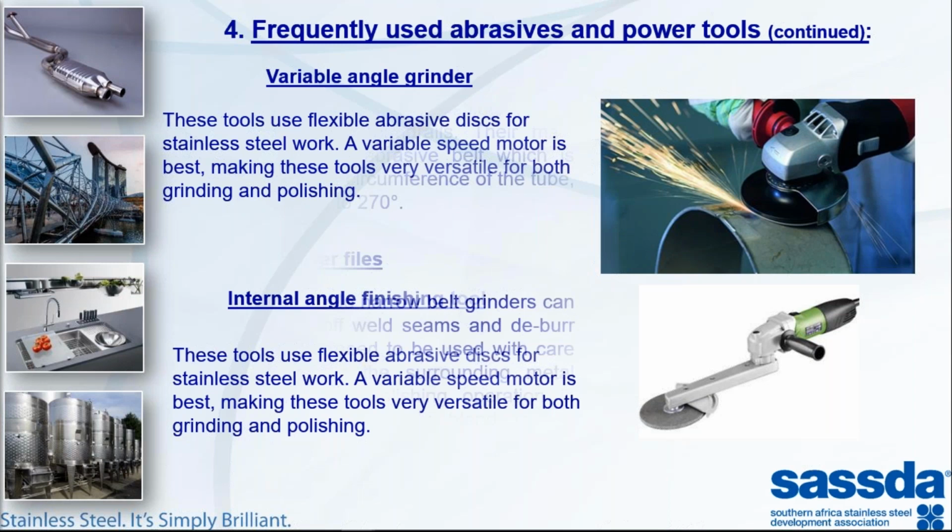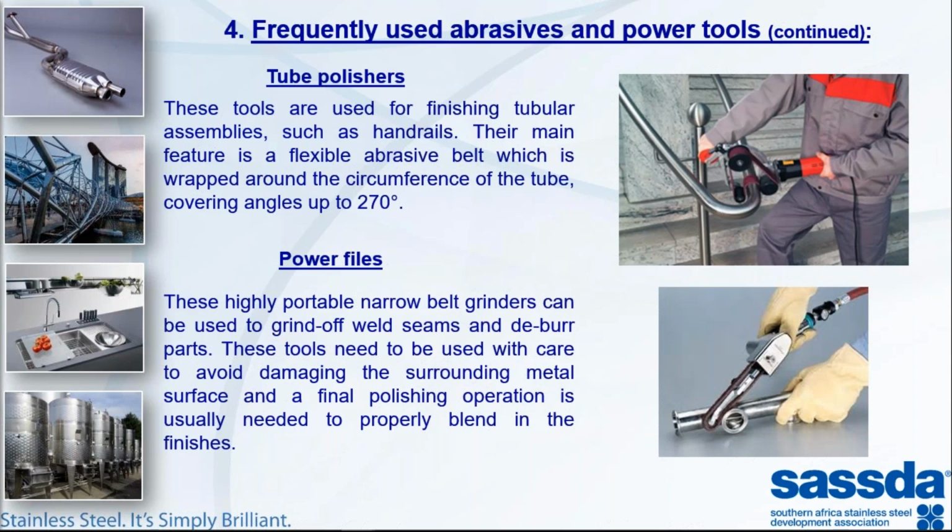Tube polisher, this is a very efficient tool, and the main feature is that it's got a belt on that is mounted on flexible wheels or the physical mounting is flexible, so that you're able to wrap the abrasive close to 270 degrees around your tube. So for blending in and finishing off tubes, very, very efficient. Very similar to that is the Powerfile, so it's just narrow. It's a pneumatic tool, and it's good for deburring and grinding off weld seams, but it can give uneven surfaces. It's fairly aggressive. It bites.